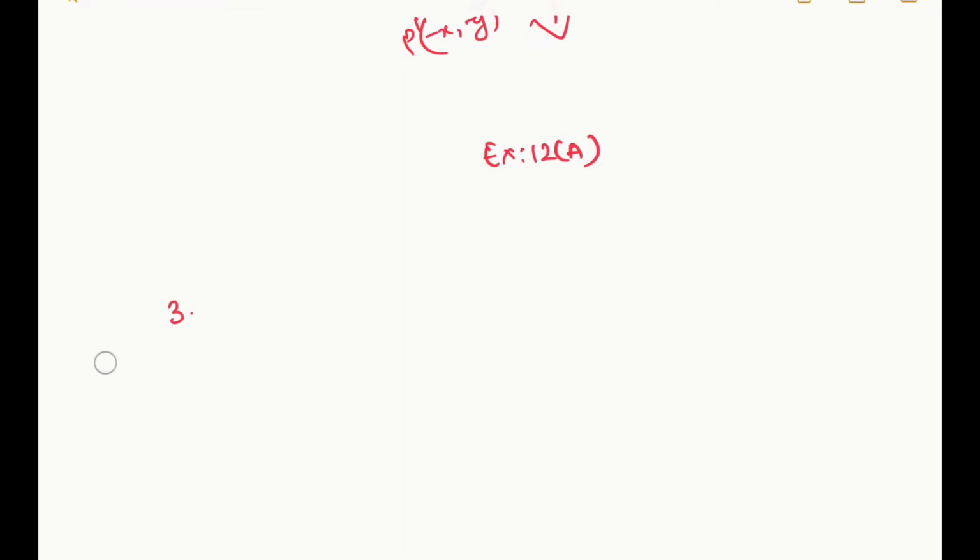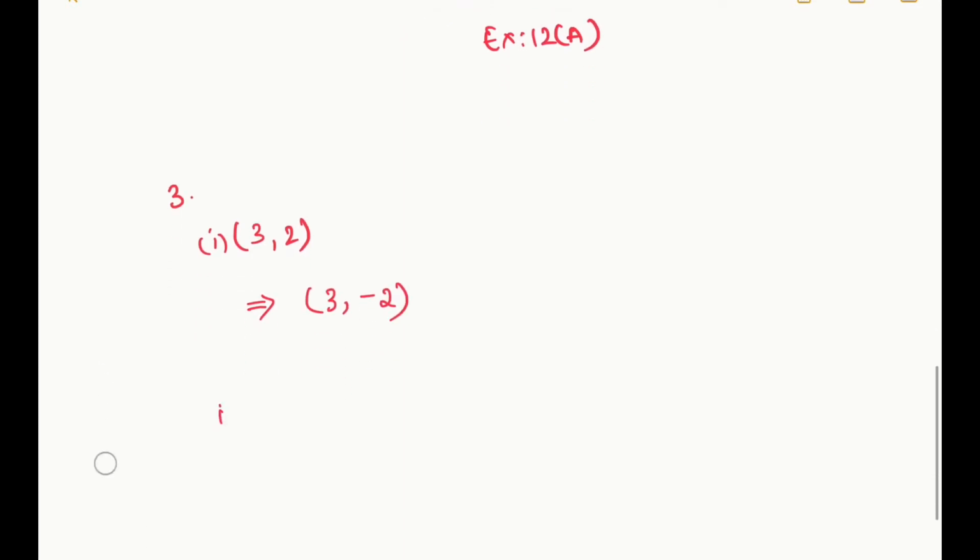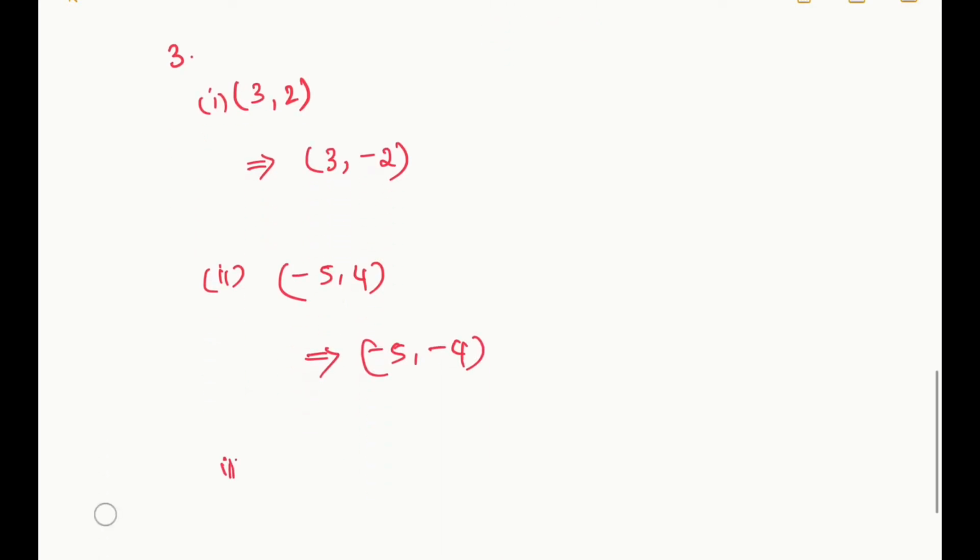State the coordinates of the following points under the reflection in the x-axis. So the first point is given, 3, 2. When the reflection in the x-axis happens, what happens to the coordinates? The y value changes, right? So x will remain the same, you get 3, minus 2. Similarly, next we have minus 5, 4. It will become minus 5, minus 4. Now coming to the third, 0, 0, we will get 0, 0.